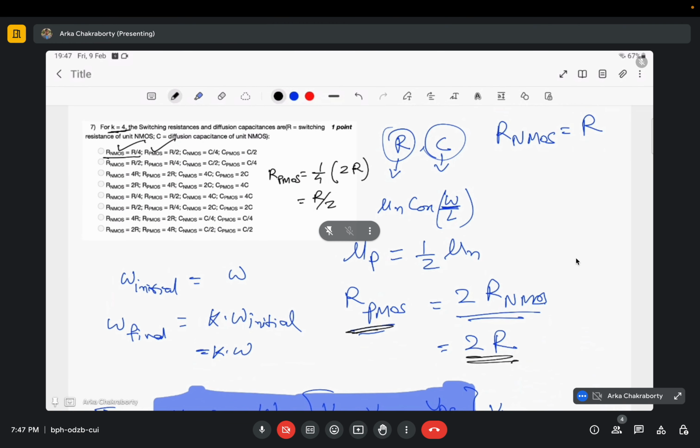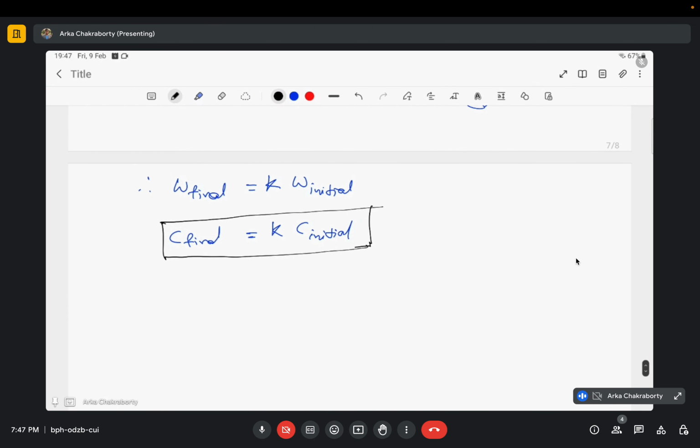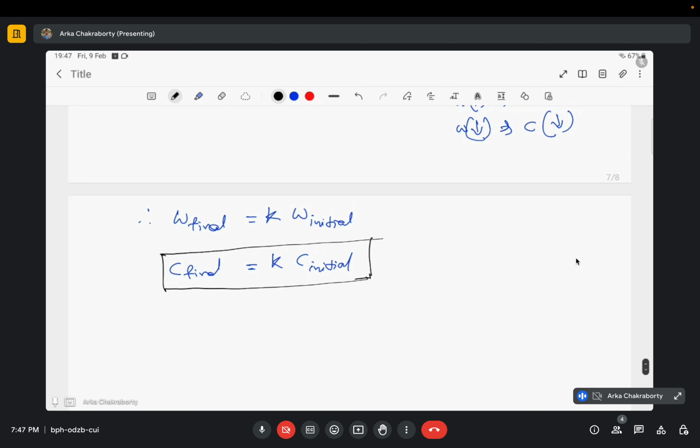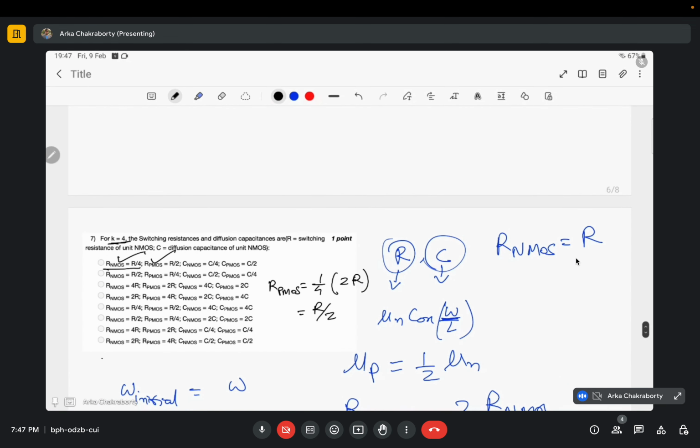Okay. Now, as I already mentioned, capacitance scales directly with K, irrespective of whether I have taken PMOS or NMOS. So my C PMOS will be equal to C NMOS, which will be 4 times C initial, that is 4C. So this expression is correct, and you can see this is the only one satisfying all 4 conditions. So the correct answer is this one. R NMOS would be R initial by 4, R PMOS would be R initial by 2, C NMOS would be 4 times C initial, and C PMOS would be 4 times C initial, that is 4C. Clear?